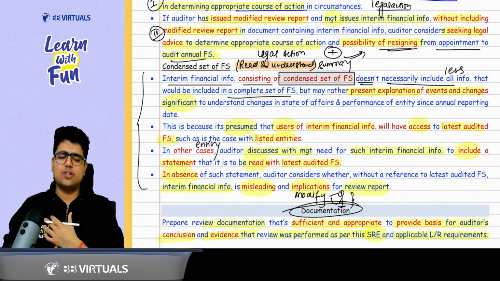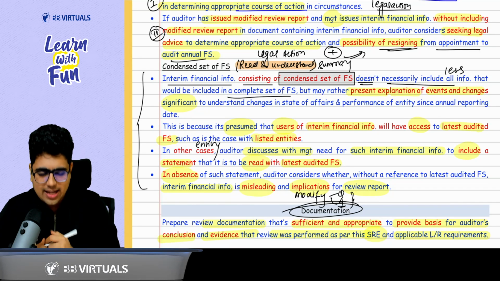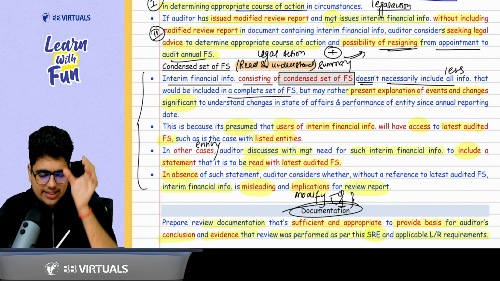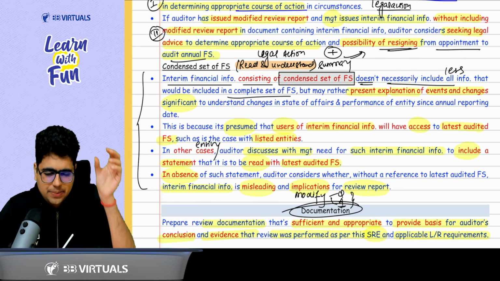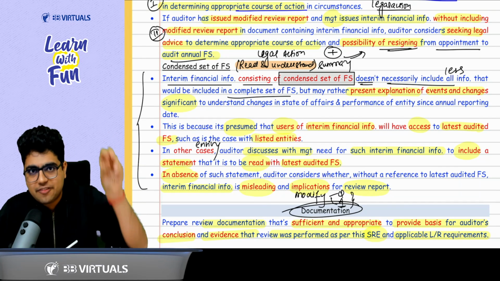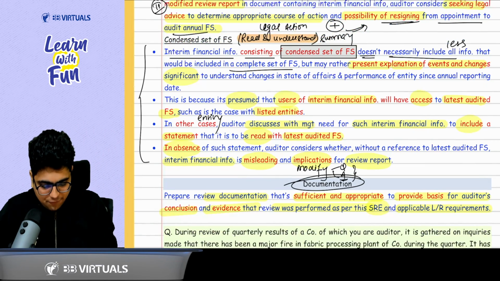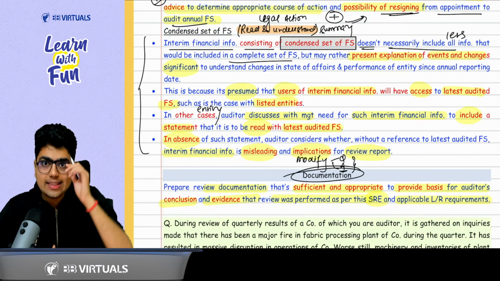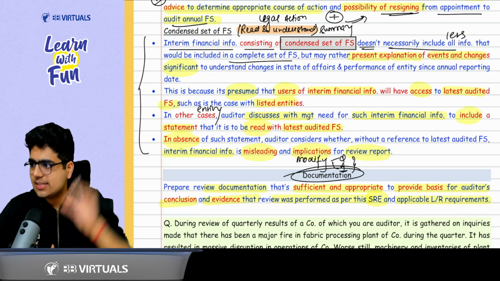In case of condensed set of financial statements, it is assumed that in case of listed entities, the condensed set of financial statements are accompanied by the full financial statements. That is, the full financial statements are available to the users. But what about other entities? In that case, is the latest financial statements available?